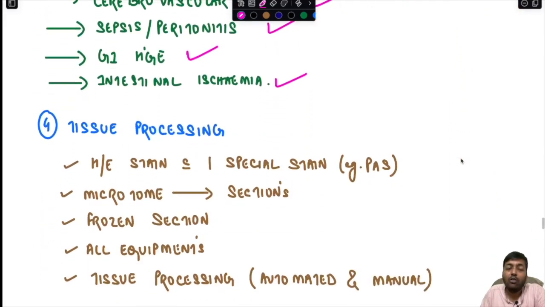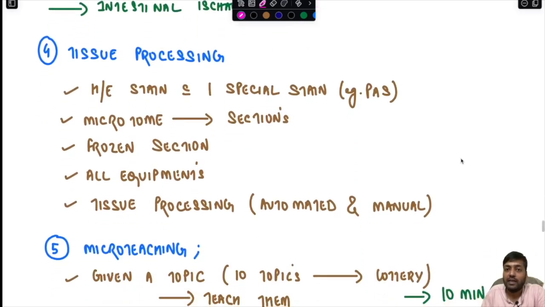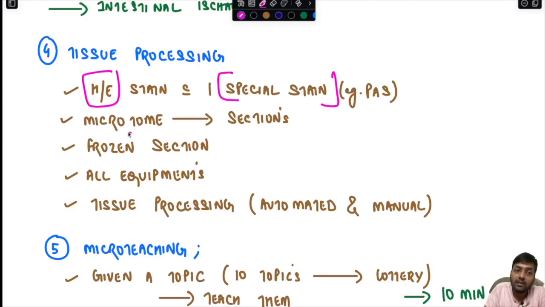Now the fourth important part is tissue processing. You will have to perform one H&E staining. You will have to perform one special staining, for example PAS. You might also be asked, as I was asked in our exam, to take sections with the help of a microtome, and how you will mount the sections on your slide. So please make sure that you know these things.